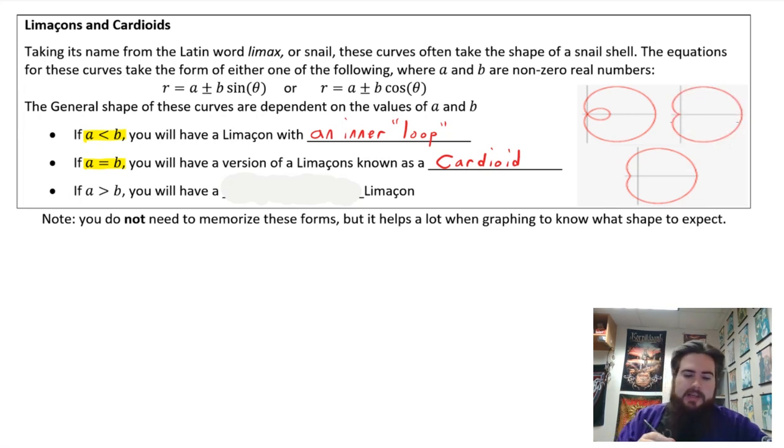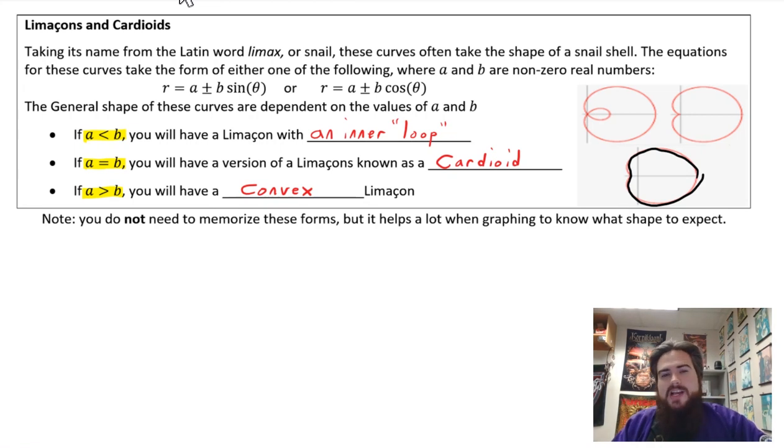And lastly, if the value of your constant term a is larger than the coefficient b, then you will have what is called a convex limacon. That means that you have a curve that does not intersect through the origin and mostly just flattens out on one side. I normally describe this similar to a deflated basketball or something like that.